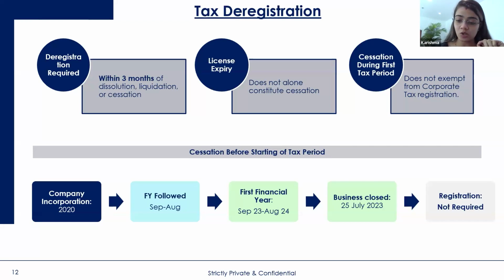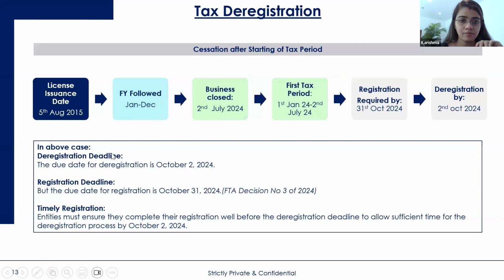Just to summarize this one, I would like to take another example. Kushal, if you can move to the next slide. Now, in the earlier example, the company was liquidated before it entered the first tax period. In a similar case, suppose the company was incorporated in 2015 and follows the financial year January to December 2024.